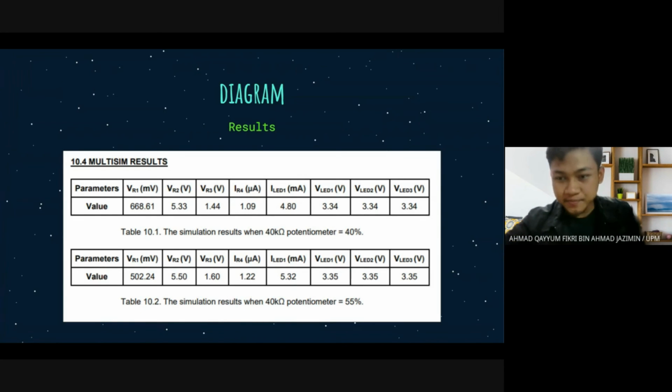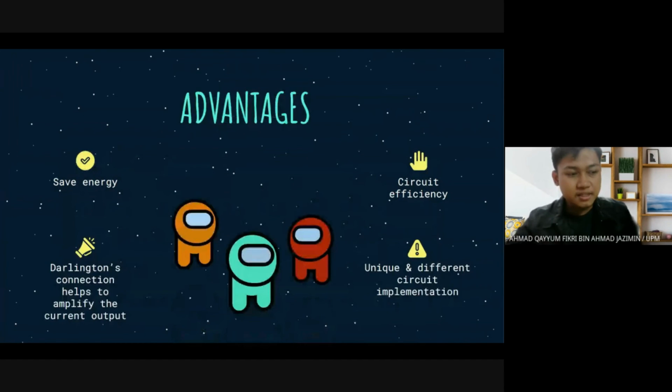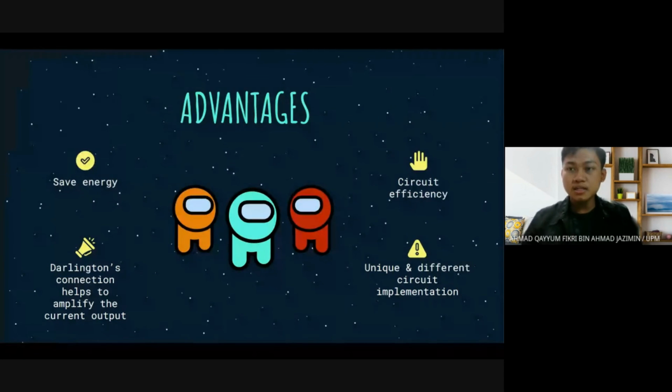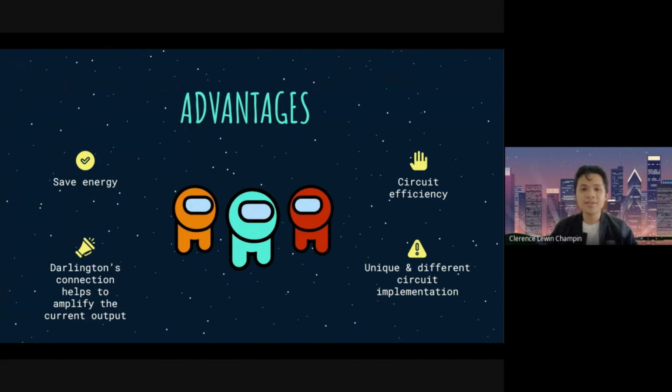That's all for the Multisim part. As for the advantages, first, our circuit saves energy because we have the on-off switch. Second, we use the Darlington connection, which helps to amplify the current output. Third, we have circuit efficiency since we implemented theory and research. And the fourth is our design is unique and different compared to other groups in terms of circuit implementation.